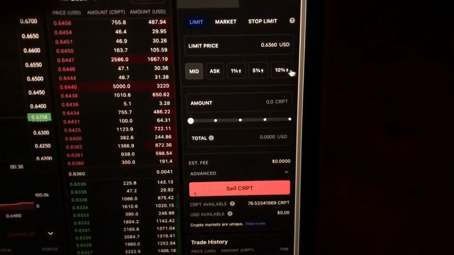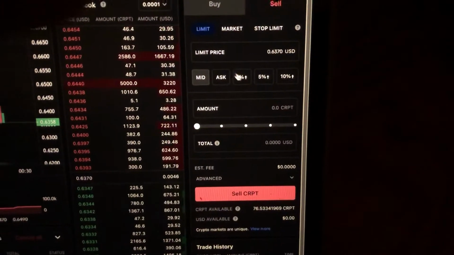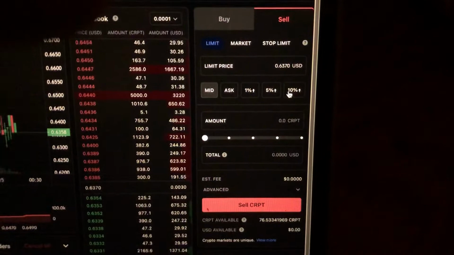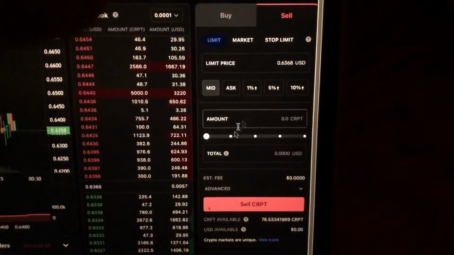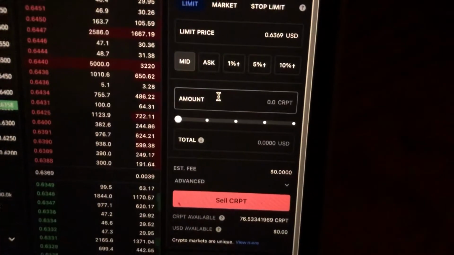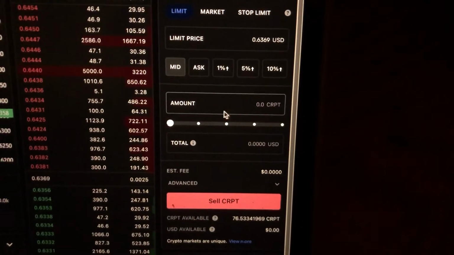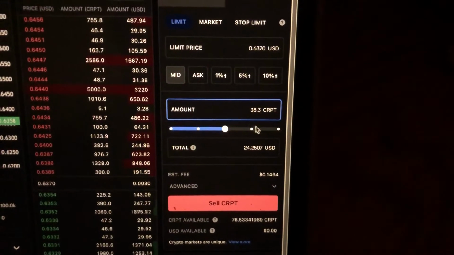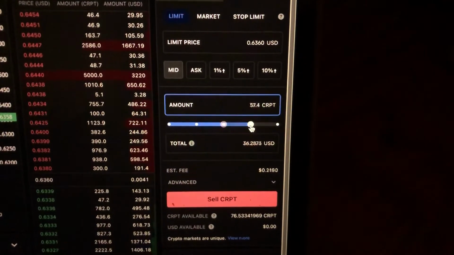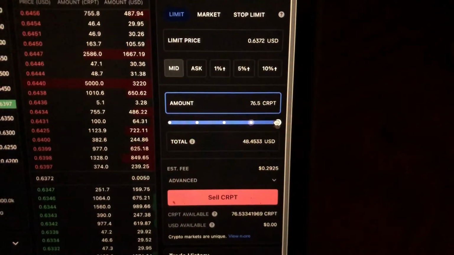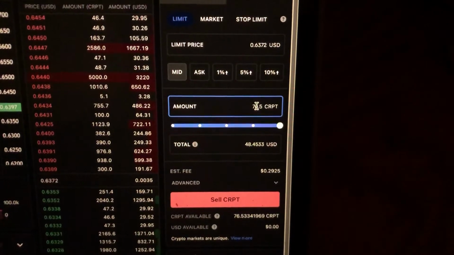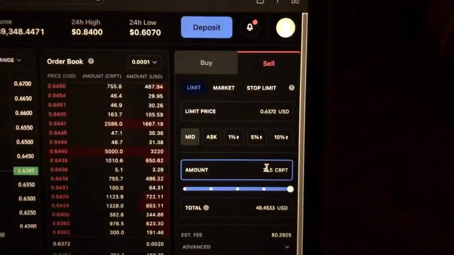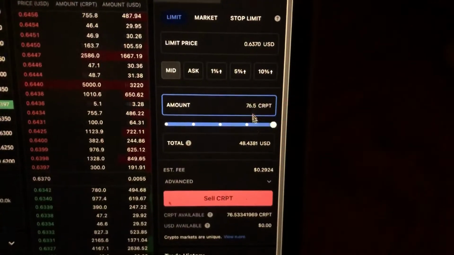We're not going to go over this. This is stuff to set up your limit order at certain fluctuations, but we're not going to go over that in this, okay? So the amount of crypto you want to sell, here's 25% of how much you own, here's 50% of how much you own, here's 75% of how much you own, and here's 100%. You can also come in here and type in exactly how much crypto you're trying to sell on this trade.